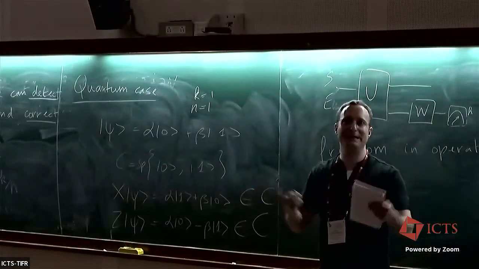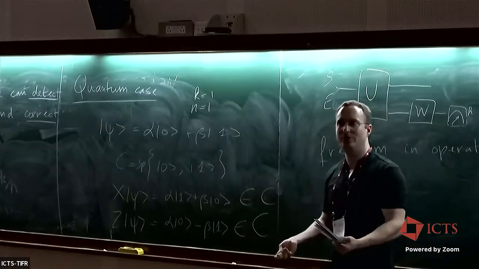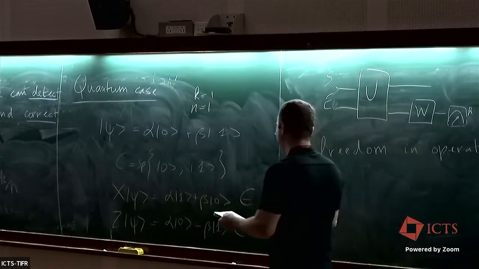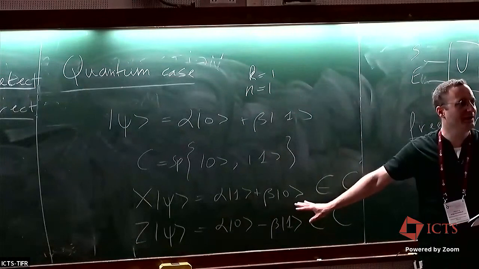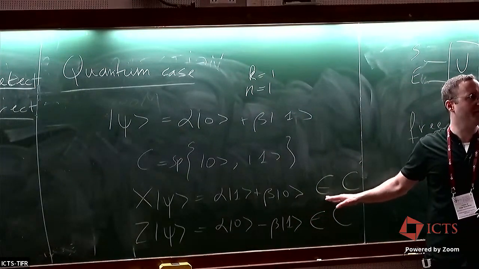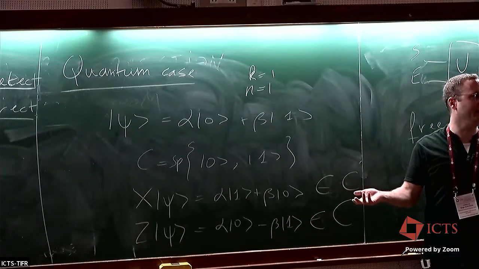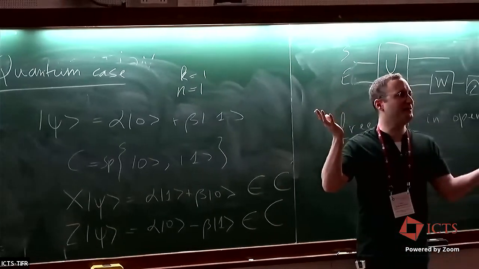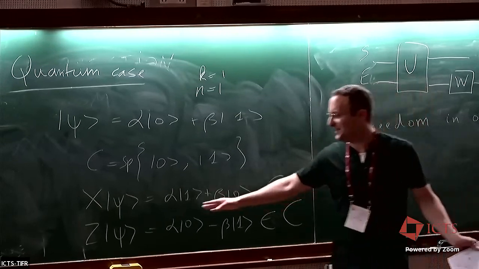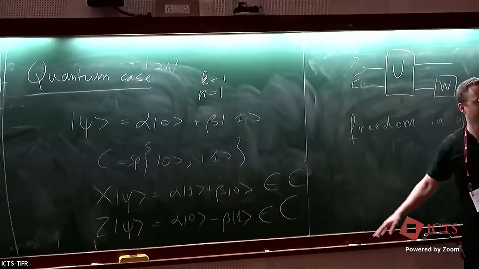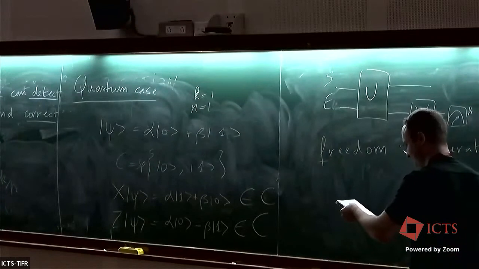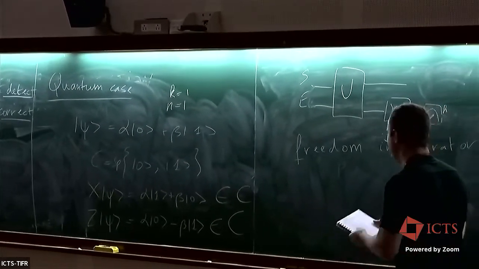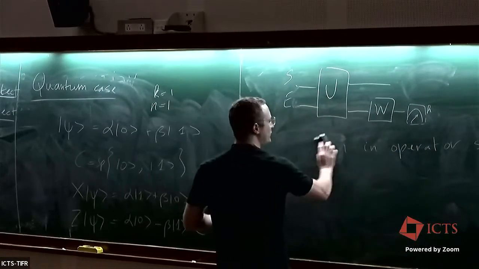It's clear that to be able to detect errors, we need to go to a larger N. Now, it would be okay if the error stayed in the code space but acted trivially. If you have an error that keeps you in the code space, but it doesn't do anything, you're fine. But here, that's not the case. This is a logical operation. This is an important distinction. So let's focus on the bit flip channel for now. And let's go to 2 qubits.